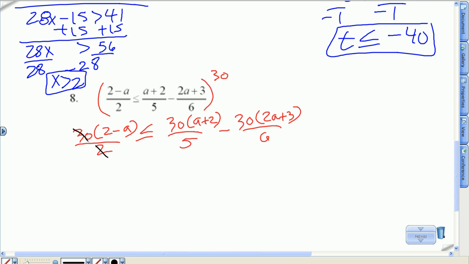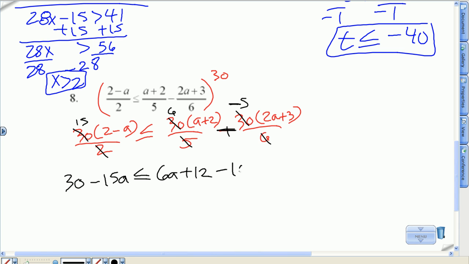Because 2 goes into 30 15 times. So 5 goes into 30 6 times, and 6 goes into 30 5 times. So what we can do here, like I said, to skip a step and save some work, is go ahead and distribute now. 15 times 2 is 30. 15 times a is a minus 15a. 6 times a, 6a. 6 times 2 is 12. I have to distribute the negatives, so we'll do leave, change, change here. Negative 5 times 2a is negative 10a. And negative 5 times 3 is negative 15.